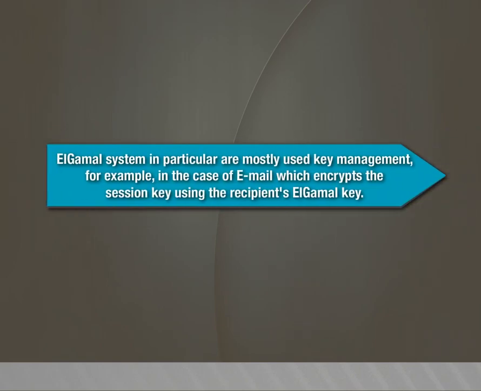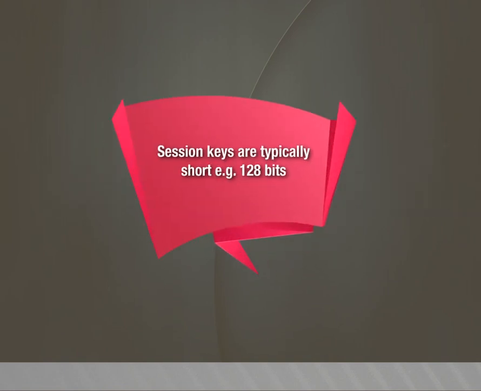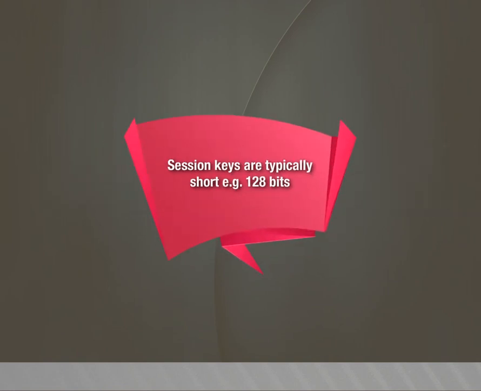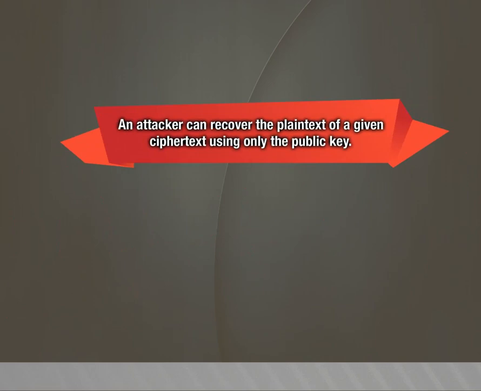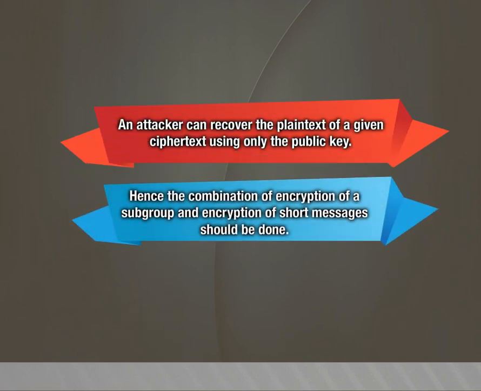Elgamal systems in particular are mostly used for key management, for example, in the case of email, which encrypts the session key using the recipient's Elgamal key. Session keys are typically short, for example, 128 bits. An attacker can recover the plaintext of a given ciphertext using only the public key. Hence, a combination of encryption in a subgroup and encryption of short messages should be avoided.